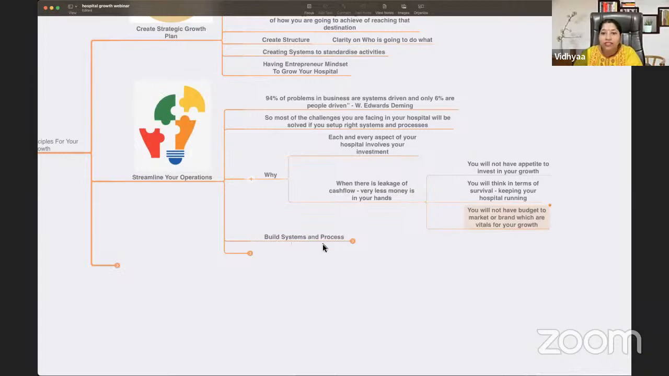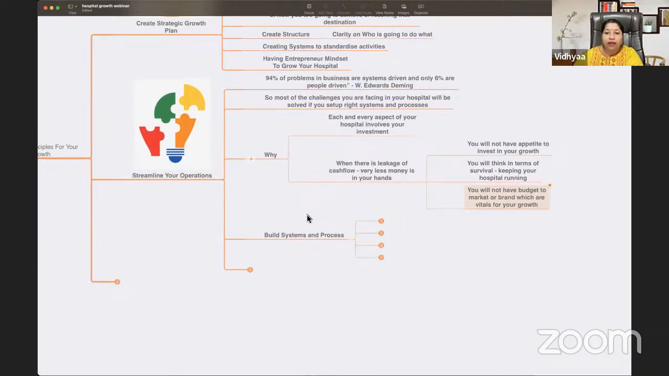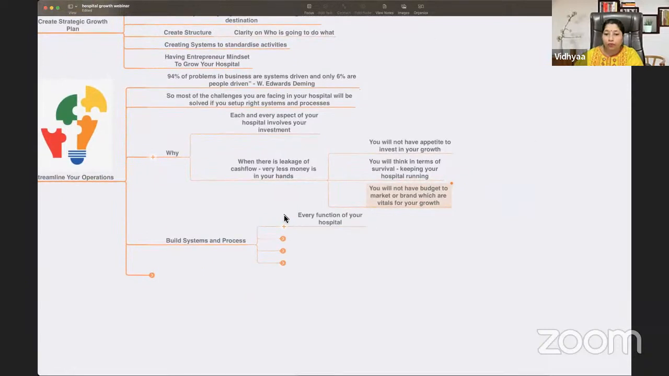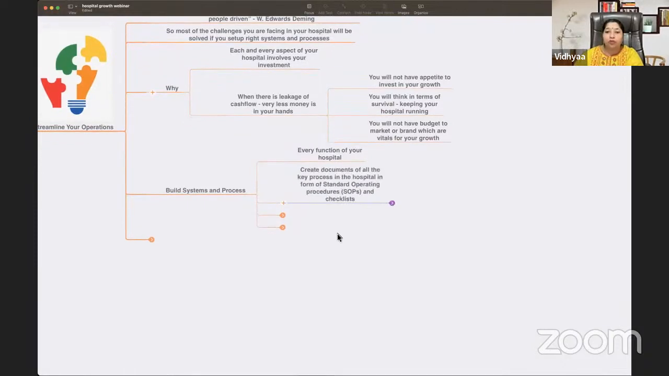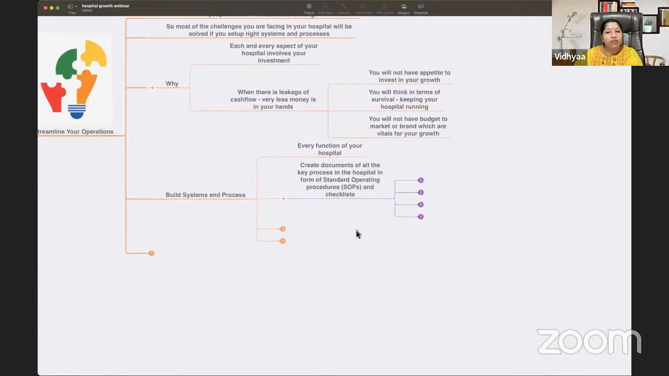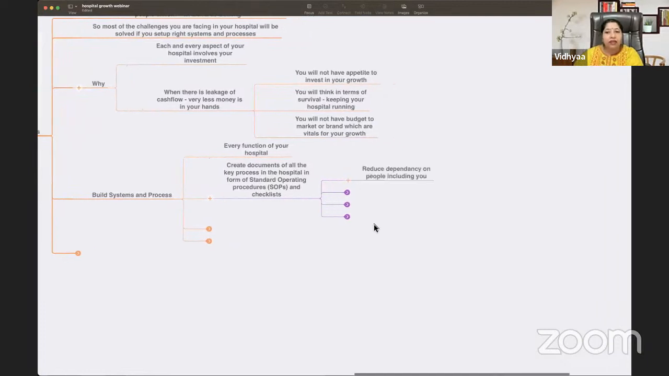So what is building systems and processes? Let's look into it one by one. You have to build systems and processes in every function of your hospital. How do you do it? You have to create documents of all the key processes in the hospital in the form of SOPs and checklists, right? What this will do is it will reduce the dependency on people, including you.